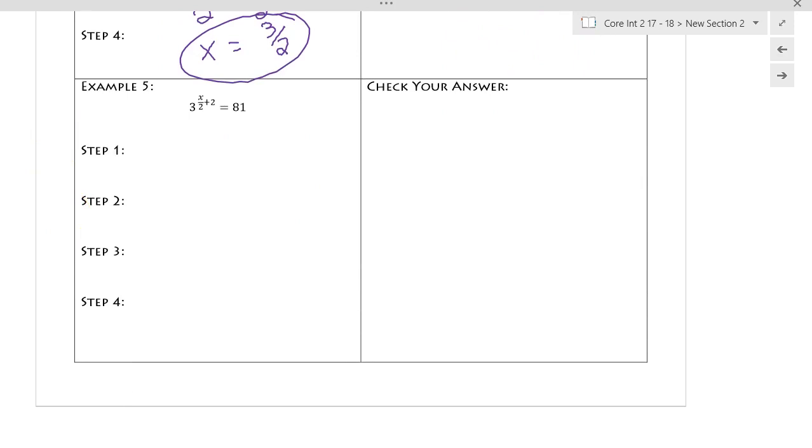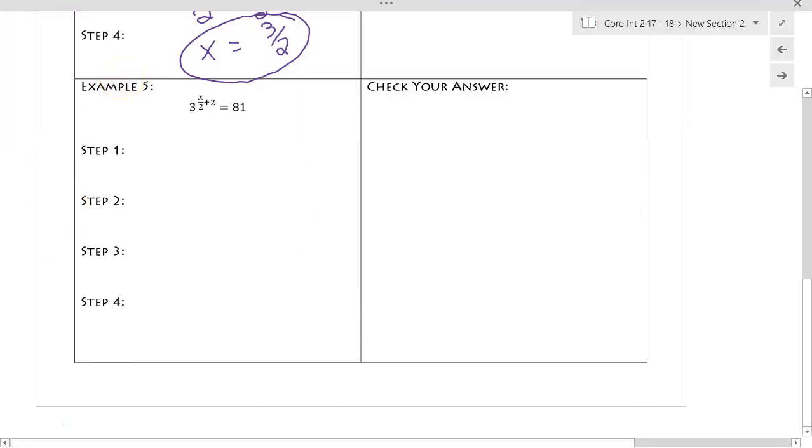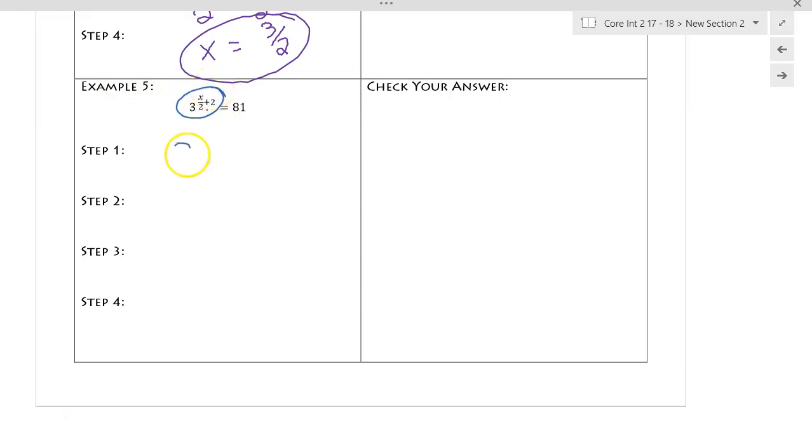Example 5. Same thing. First, get your base and your exponent by itself. Base, exponent. Look, again, they are already alone. I don't have to do anything for that step. So for you, the exponent is x over 2 plus 2, and that equals 81. This exponent has multiple pieces to it, but that x over 2 plus 2 is all still the same exponent. So I don't have to move anything.